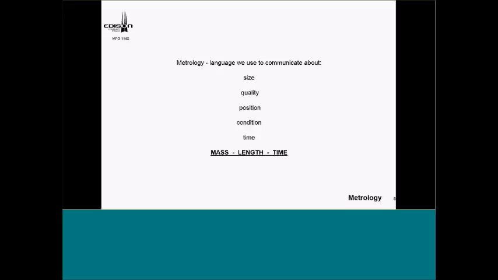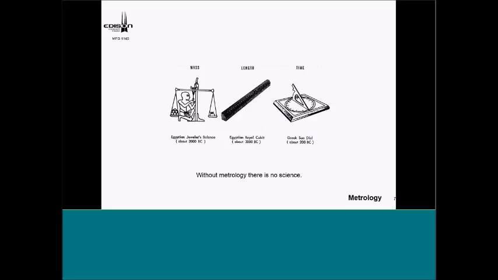Well, we communicate about size. In essence, how much do I weigh? How tall am I? We communicate about quality, and I'm going to share a little bit about quality in a few moments. We communicate about position, and when we talk about position, we talk about concentricity, parallelism, things like hole-to-hole diameter or dimensions. We talk about conditions, surface conditions, and again, we talk about time, in essence, mass, length, and time.